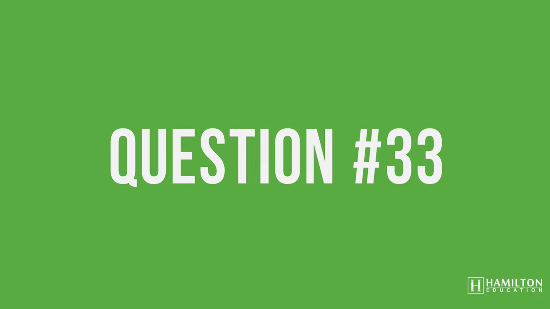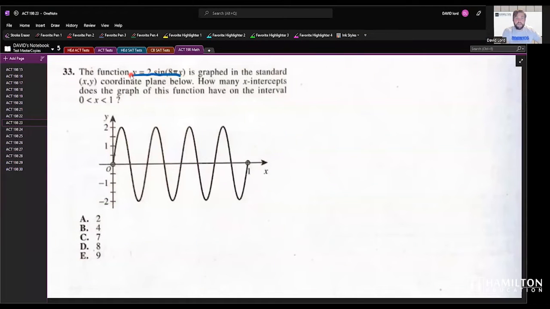Question number 33. The function y is equal to 2 sine of 8 pi x is graphed on the standard xy plane below. That's very convenient of the ACT to do that for us. How many x-intercepts, so how many times does it hit the x-axis, does the graph have on the interval from 0 to 1, but it's open? So you may notice that there's these open circles on the ends, so that it does not hit the x-axis. There, it gets very, very close. So the actual number of x-intercepts is going to be 1, 2, 3, 4, 5, 6, 7. And that's why the answer was C and not 8 or 9.